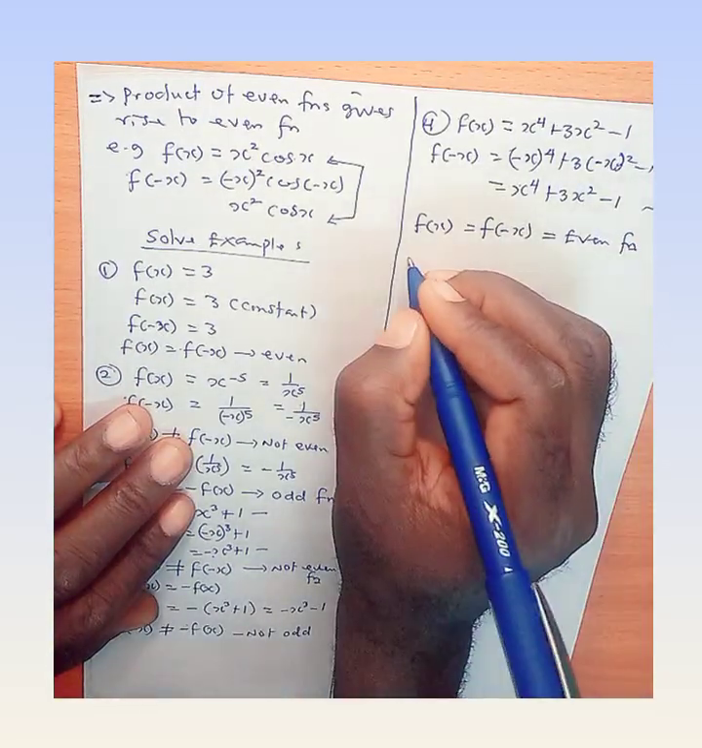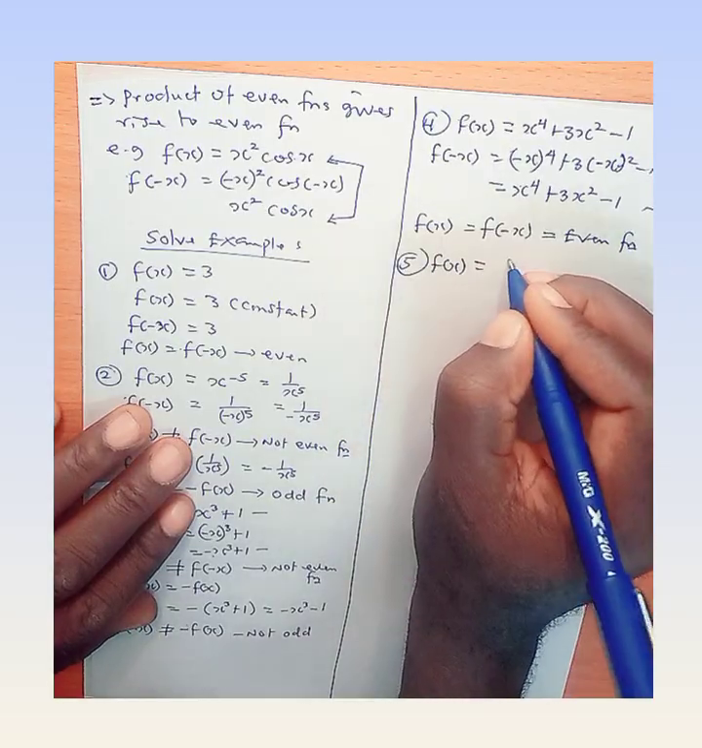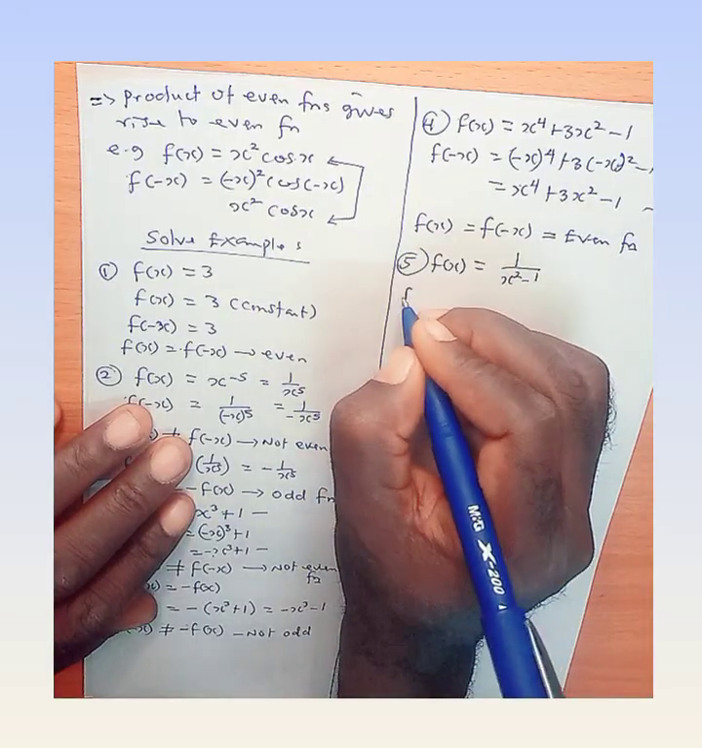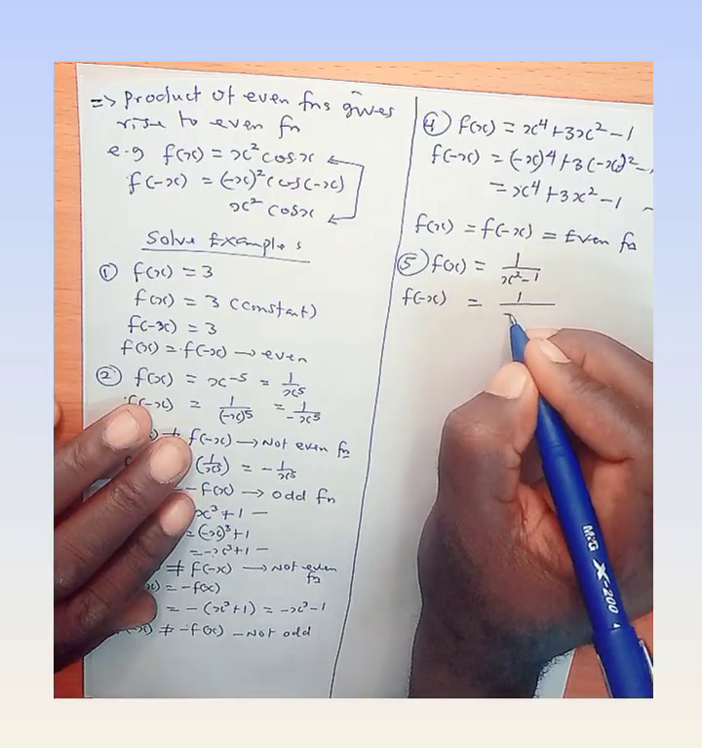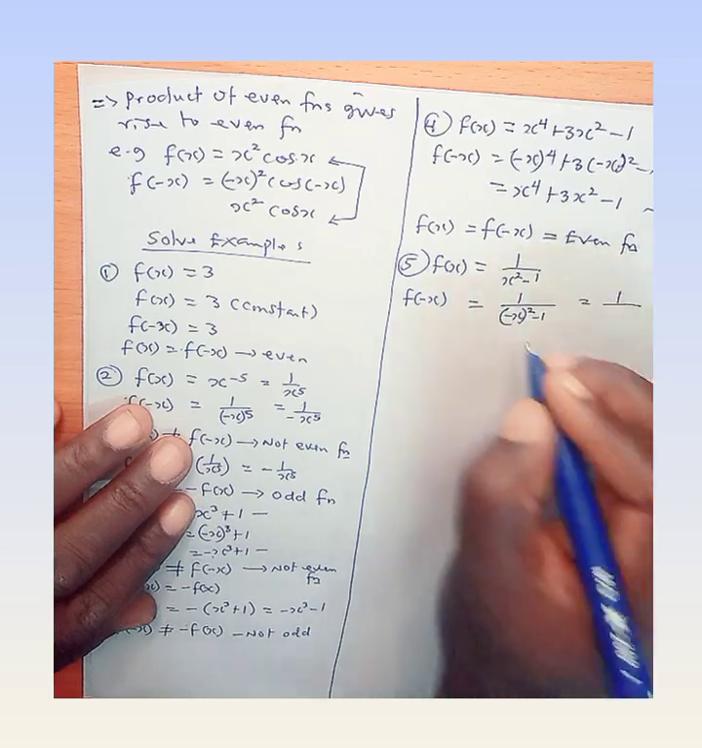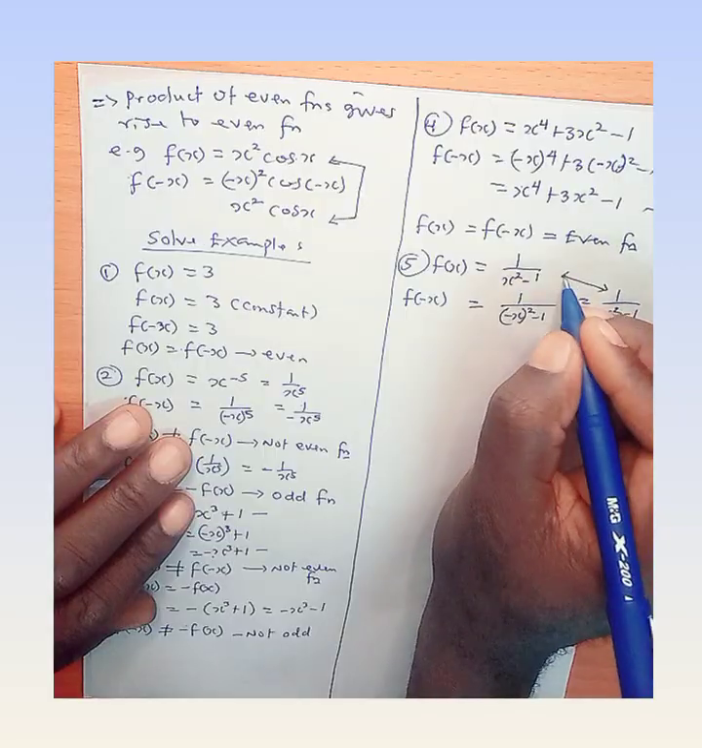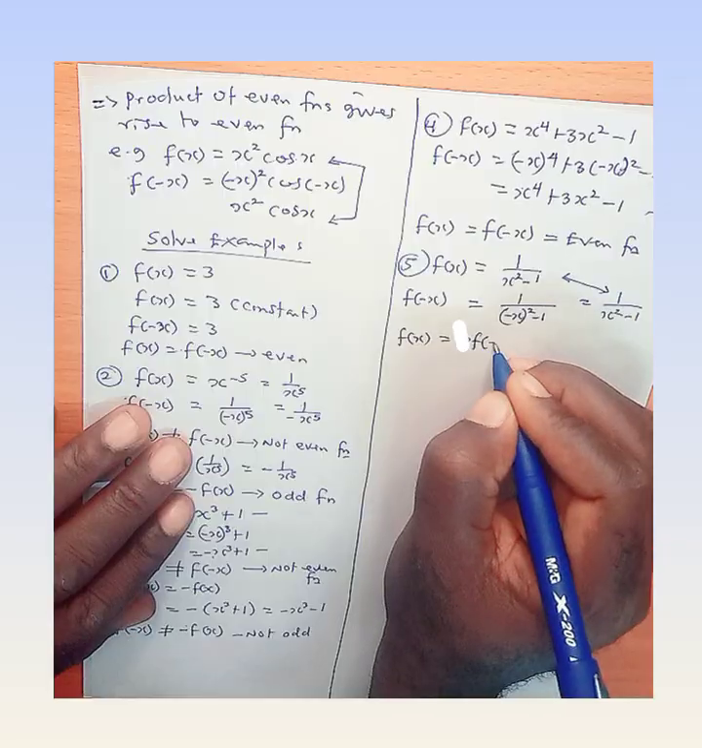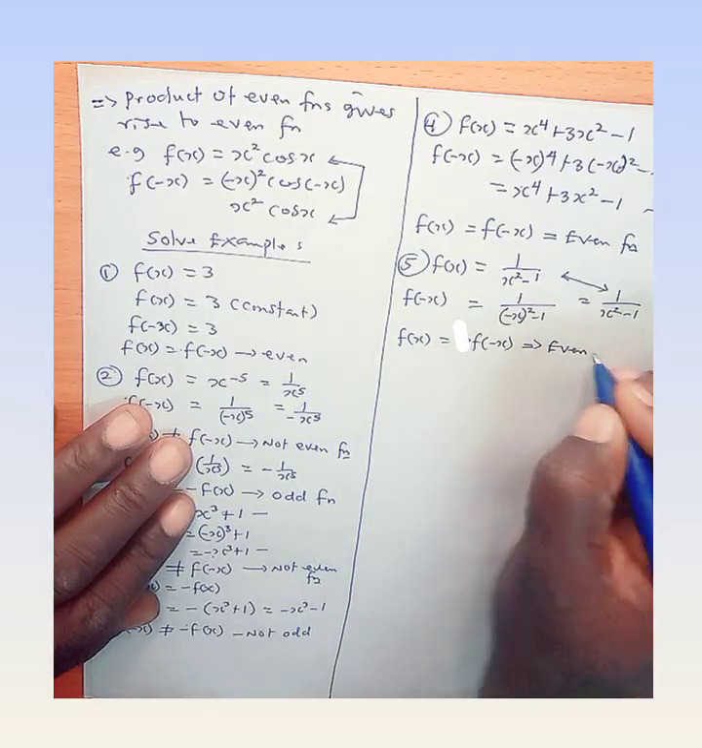Let's look at number 5. Here, we have f of x is equal to 1 over x squared minus 1. Now, let us test for f of minus x. This will be equal to 1 over, when we replace x with minus, we have minus x squared minus 1. This will be 1 over, minus x squared is x squared, minus 1. You discover that this one and this one are the same. Therefore, f of x, which is equal to f of minus x, makes this function an even function.